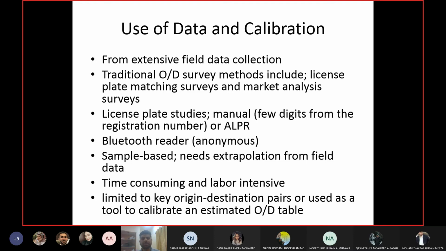And license plate matching, you may already know that. What is license plate matching? Tell me. License plate matching surveys, what are those? Anybody remembers? Yes, doctor.